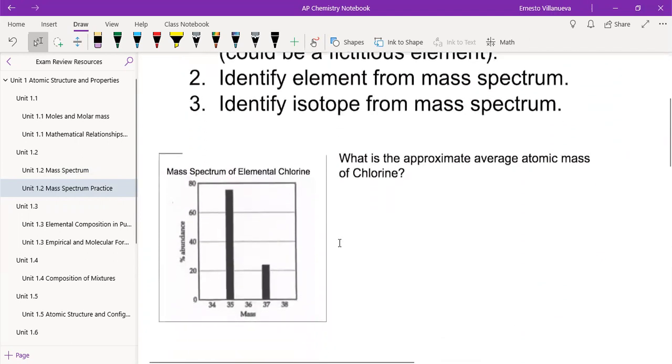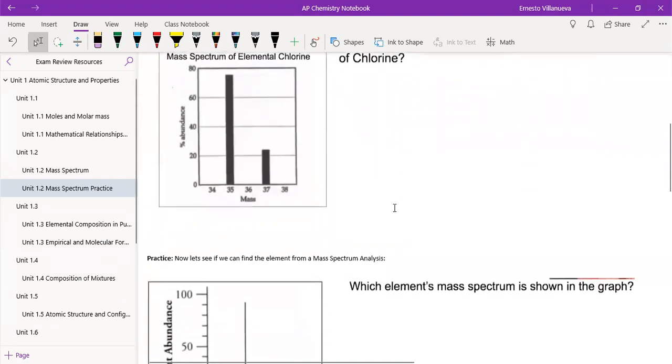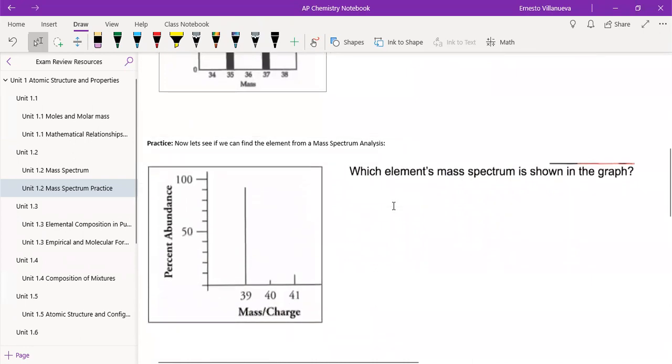So let's take a look at the first one here. The average atomic mass of chlorine, that's actually exactly what we just did in the last one. So I want you guys to just work this out and see if you can do it without looking at the notes. Okay, let's try this next one.